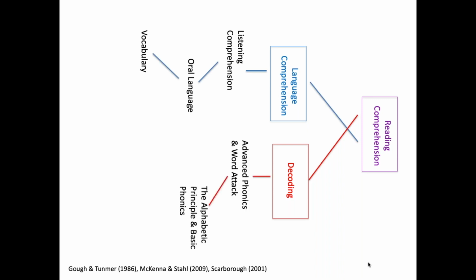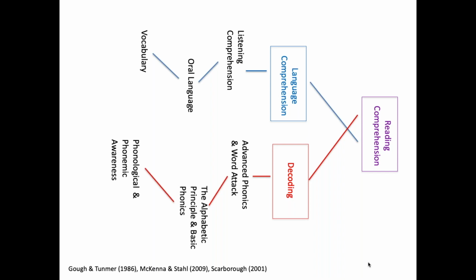So I'd like to start with the theoretical models grounded in the simple view of reading, McKenna and Stahl's cognitive model, and Scarborough's rope. And this is just my very basic attempt at representing those concepts, that reading comprehension is the product of language comprehension, which includes listening comprehension, oral language and vocabulary, and decoding skills, which include reading connected text accurately and fluently, advanced decoding, basic phonics skills, and phonological and phonemic awareness.